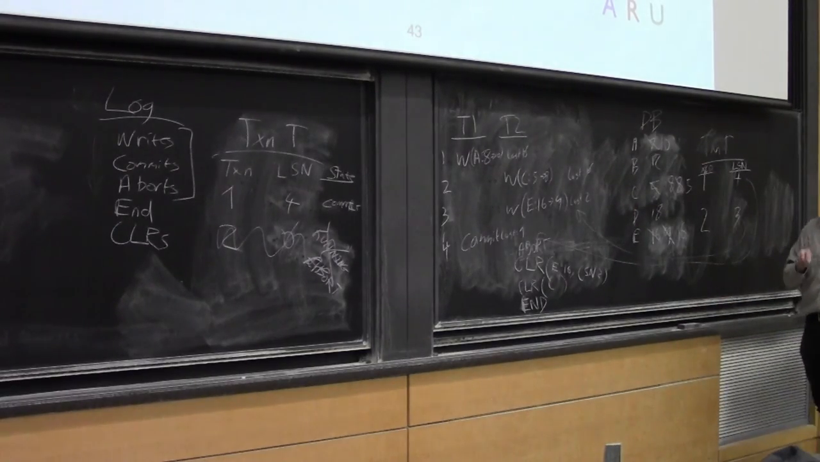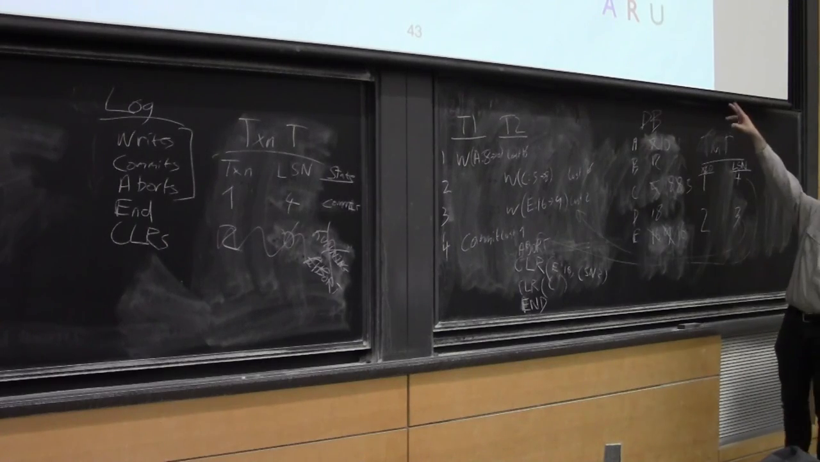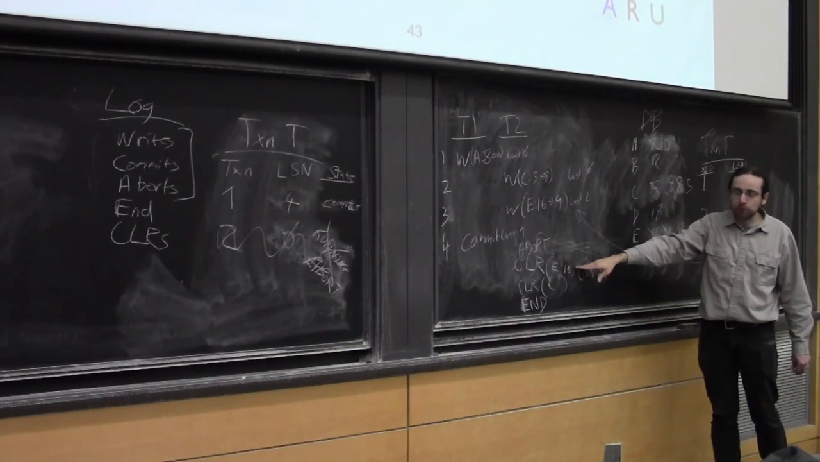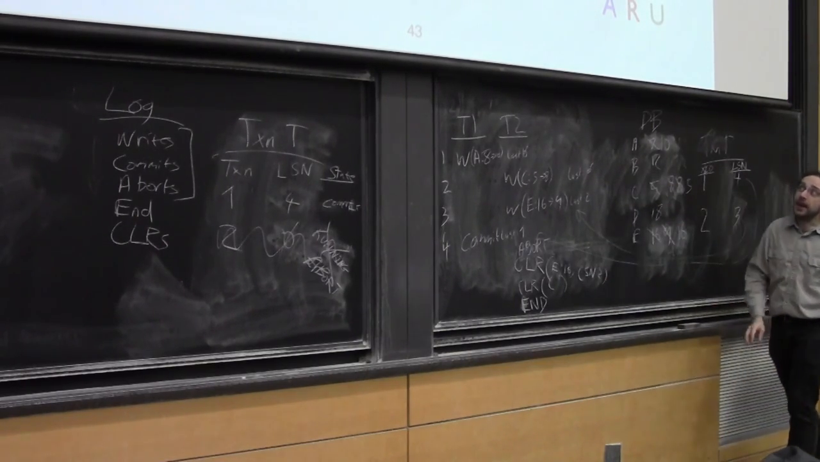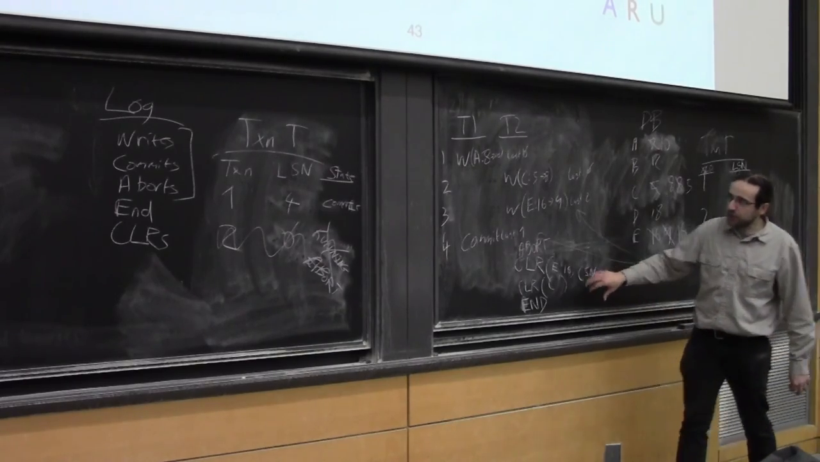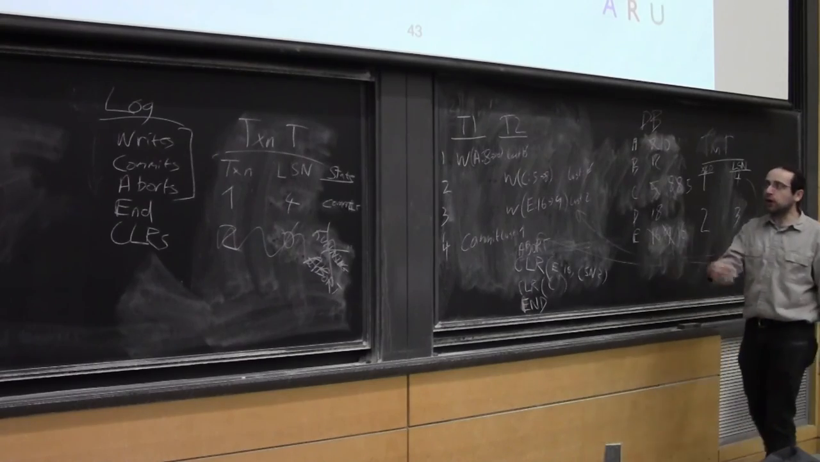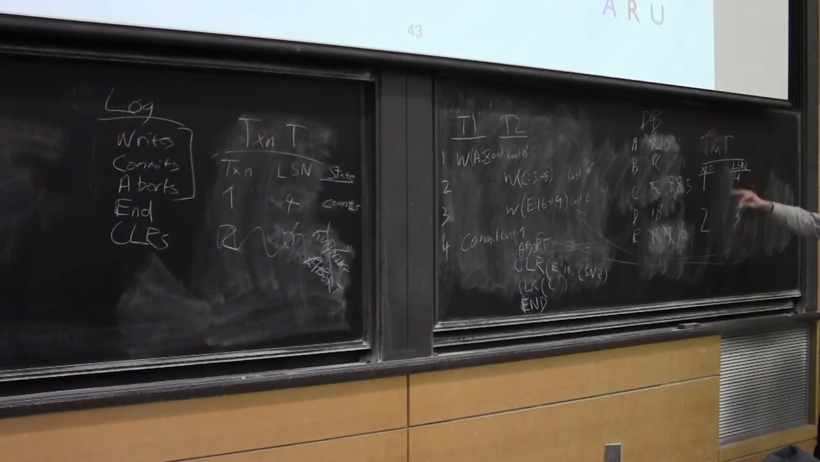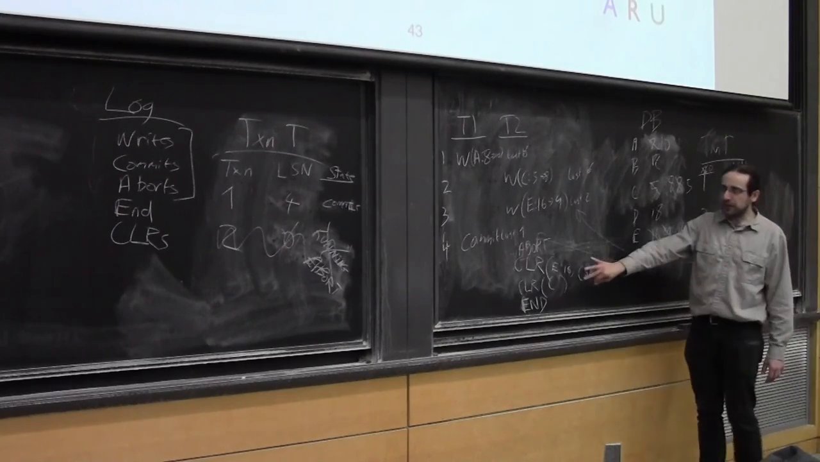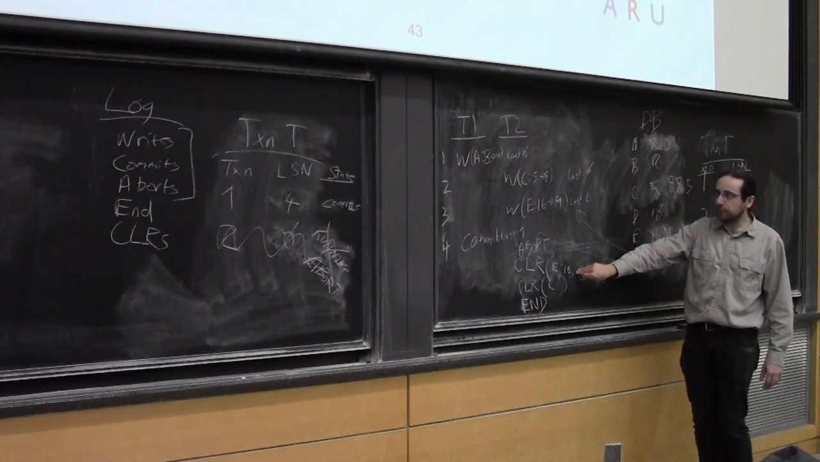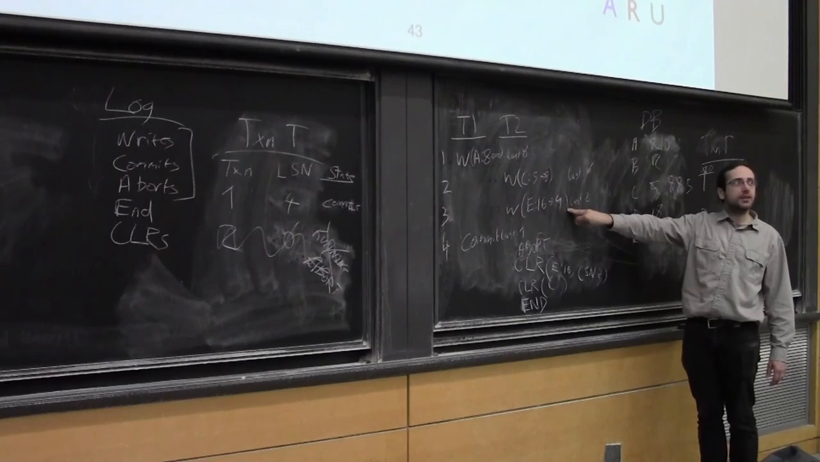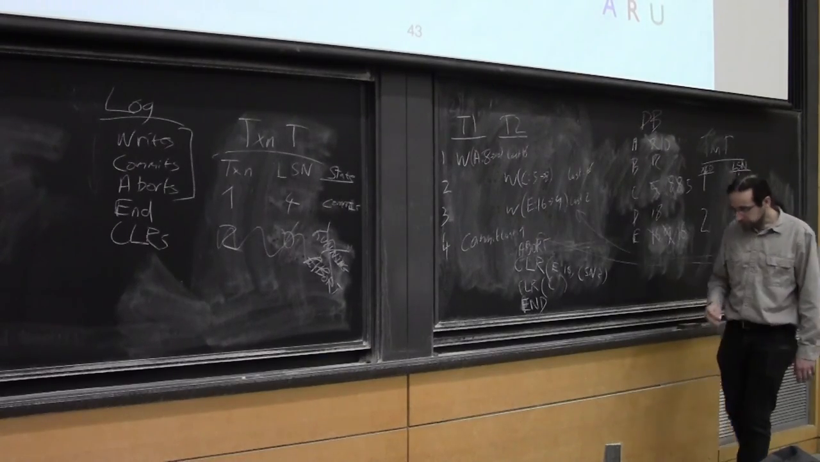A compensation log record basically serves two purposes. During the redo phase, this serves as a normal write that gets applied to the database. And during the analysis phase, it serves to essentially tell us that we can ignore some operations that occurred earlier in the log because they've already been undone. This compensation log record basically counteracts the effects of this write.